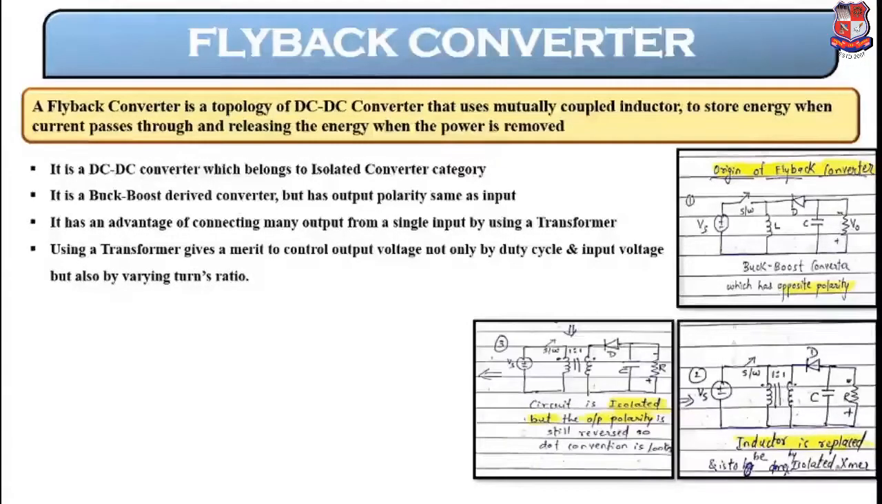Then this isolated transformer is placed over here. Then this primary circuit and secondary circuit get disconnected. Now the circuit is isolated, but still the output polarity is negative. If you check this, the output polarity is still negative because the buck boost converter has opposite polarity. So what is to be done to change this output polarity? We have to either change these dot polarities, or we have to change the diode direction also.